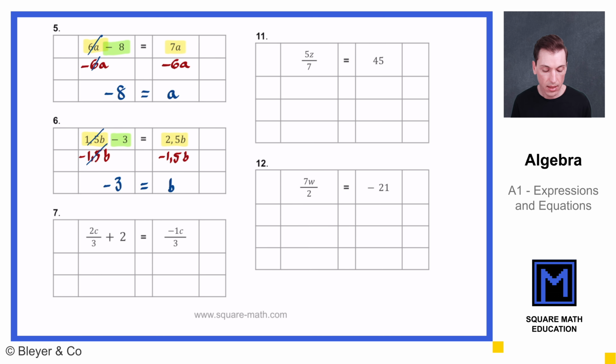Next equation. Now we have a fraction, a variable part with a fraction, 2/3 of c, and the same thing on the other side of my equation. We also have a variable part with a fraction, minus 1/3 of c. And then we have only one constant, plus 2.